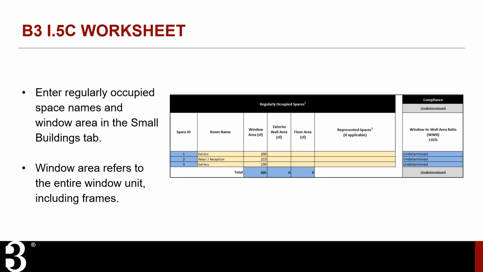The last tab of the B3 daylighting worksheet contains the small buildings option. Regularly occupied spaces and the window area for each must be entered. Window area includes the area of the entire window unit or units, including the frames. If you are using representative spaces, the total window area of all spaces represented should be entered here.